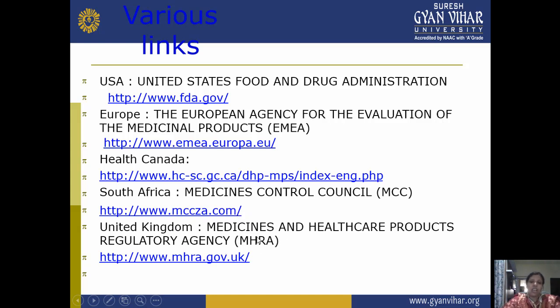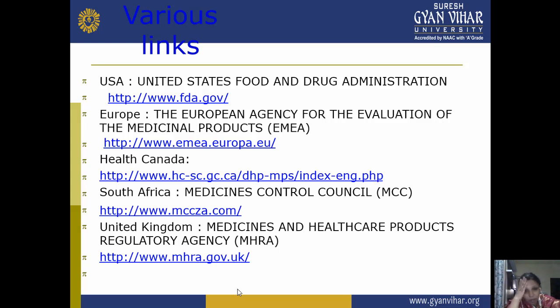In this website you will have all the necessary information related to the MCC guideline. Now United Kingdom, UK: we have discussed that the regulatory body of UK is the MHRA, the Medicines and Healthcare Products Regulatory Agency. To know in detail about the MHRA, you can visit its website, http://www.mhra.gov.uk/.